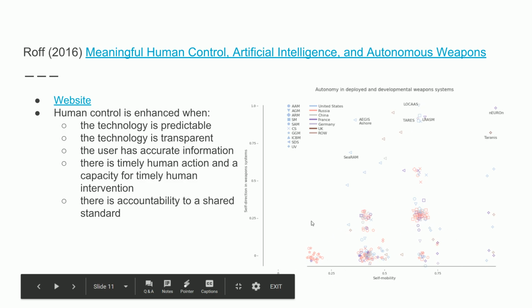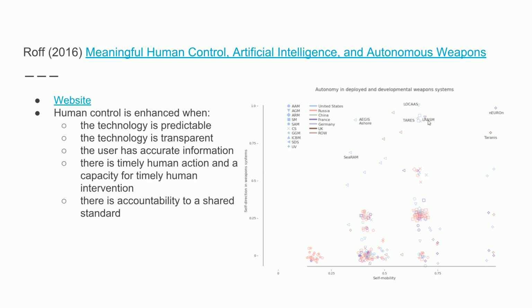Maybe some of these groups are okay or within the norms of normal combat, but maybe some of these are particularly worrisome. We just looked at the LRASM. There's also the Neuron, which is, I think, a French autonomous weapons system.